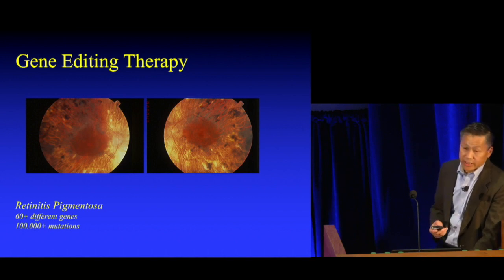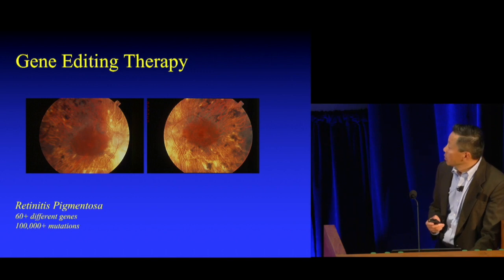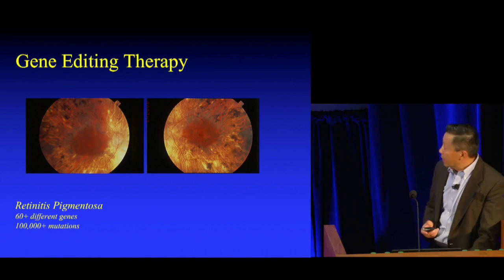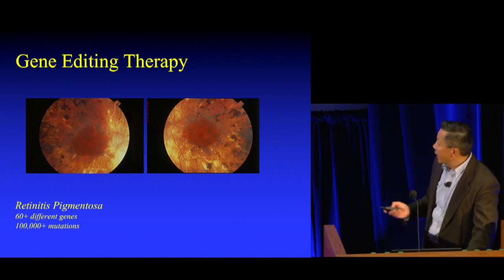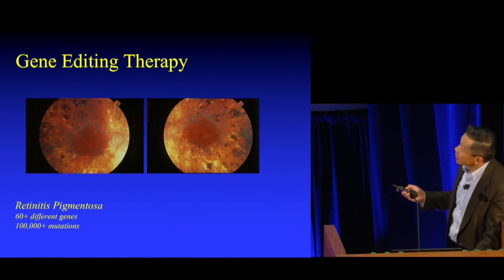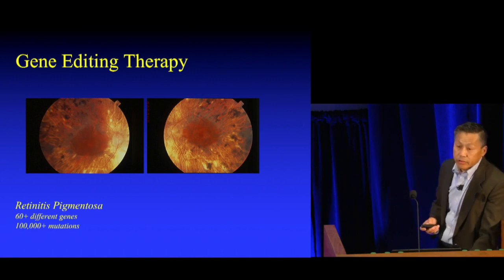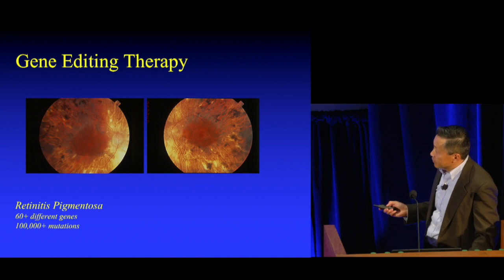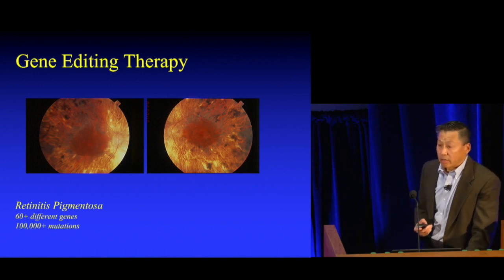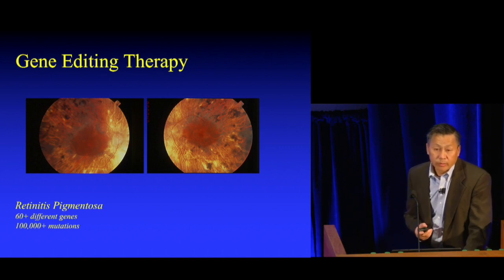This is a disease that specifically affects the rods, the ones responsible for light vision, and this is a typical example of how you see them. The disease has 60 plus different genes and over 100,000 mutations. So it is very, very hard to use a traditional gene therapy approach.